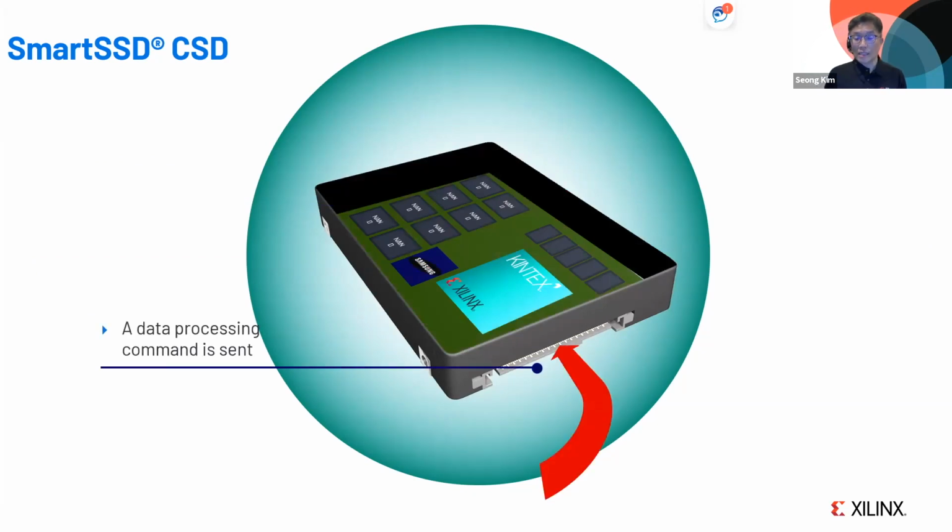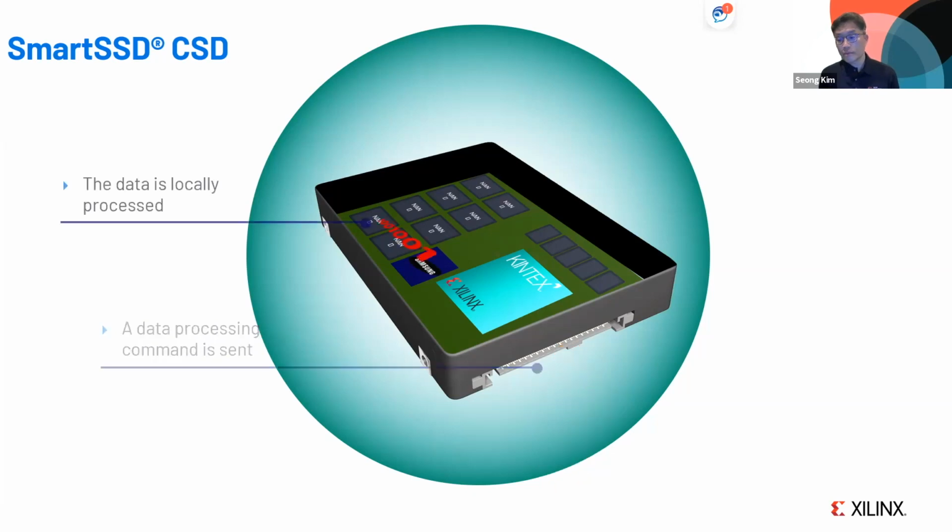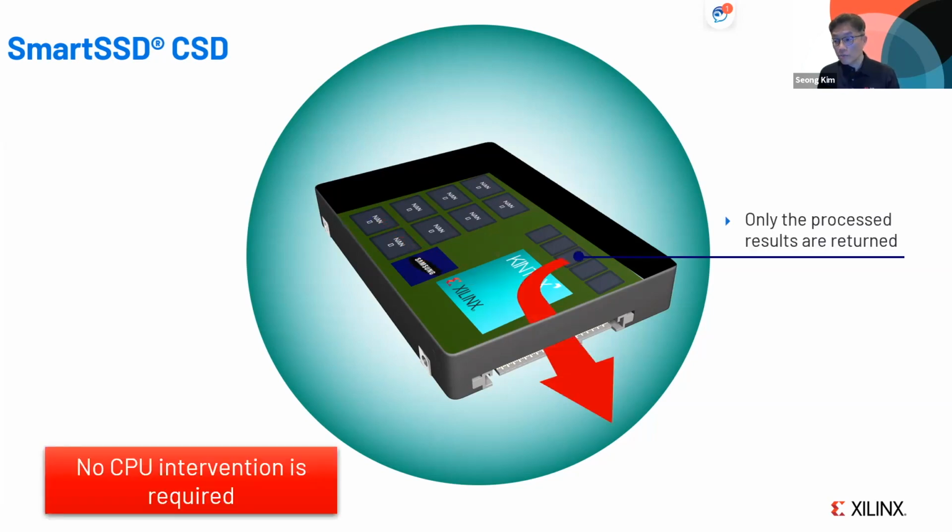So the next slide shows how that acceleration is processed. The x86 sends the data processing command to SmartSSD. The FPGA reads data from the flash directly attached to the FPGA and then processes it locally. Then only the processed result is returned back to x86. So basically no CPU intervention is required. And also the returned result is the data of interest only.